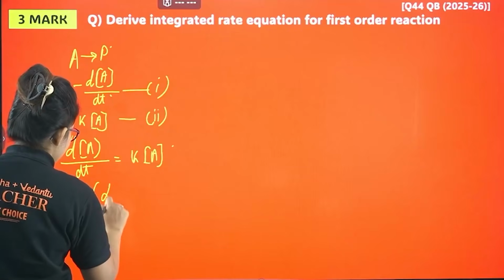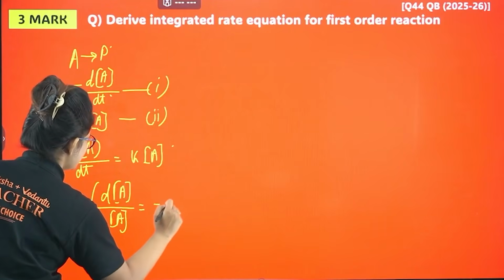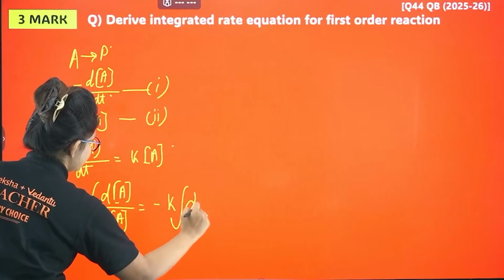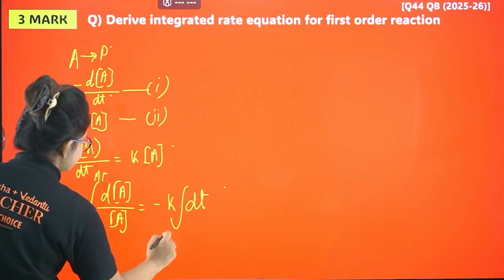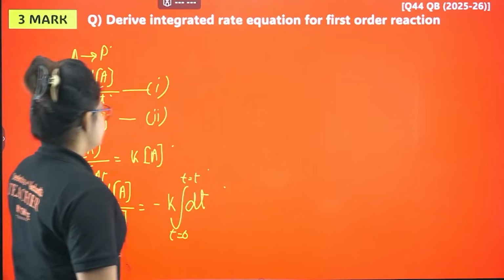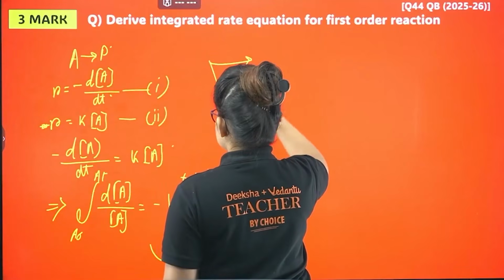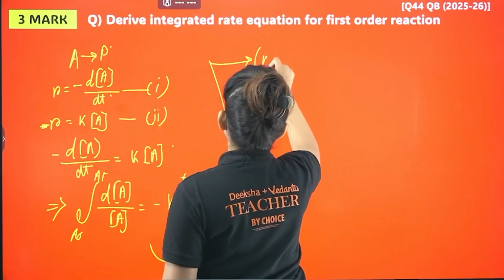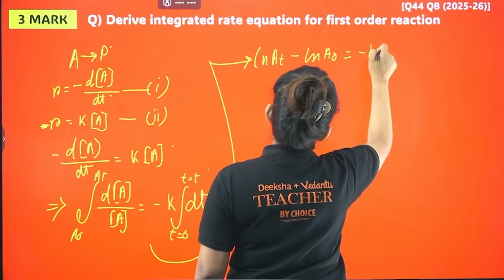So integration of dA by A equals minus k into integration of dt. Here it is a0 to at if I put the limit, and here it is t equals 0 to t equals t, right? So from here I can move further. If I just do the integration, ln of at minus ln of a naught is equals to minus kt.